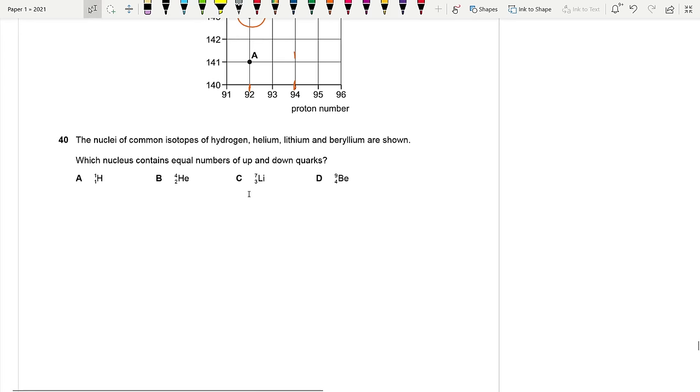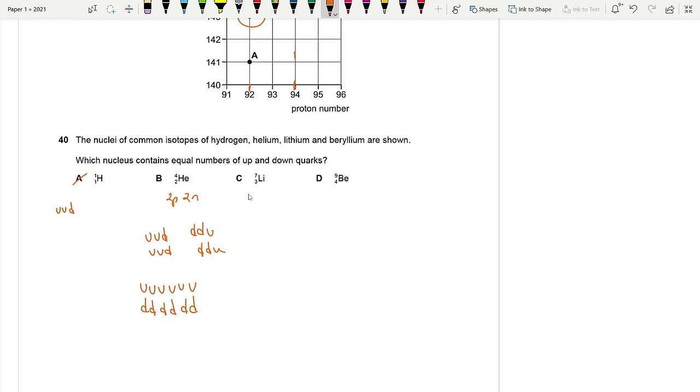Last one. 40. The nuclei of common isotopes of hydrogen, helium, lithium, and beryllium are shown. Which nucleus contains equal numbers of up and down quarks? Okay, so hydrogen has one proton, so that's only up, up, down. That's wrong. For B, we have two protons and two neutrons. So let's go up, up, down, then down, down, up. In total, we have 1, 2, 3, 4, 5, 6 up quarks and 1, 2, 3, 4, 5, 6 down quarks. So 40B looks like our answer.